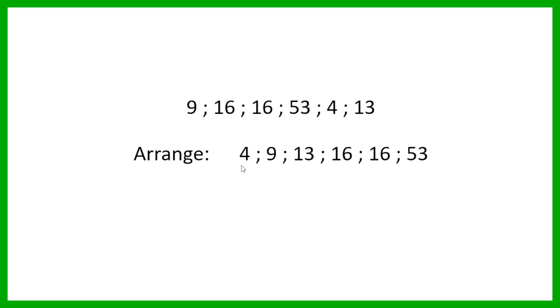Okay, so now if you look at these values, we've got the 4, 9, 13, 16, 16. These are all in the same sort of range. But then this 53 is way, way out, much higher than any of the other values. So in this example, 53 is going to be our outlier. Now you won't always have an outlier. Sometimes there is an outlier, sometimes there isn't, and sometimes there's more than one outlier.